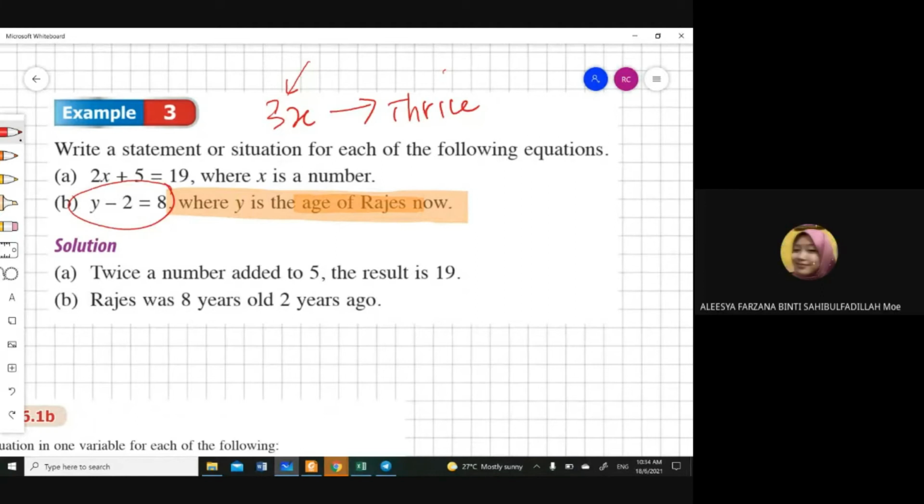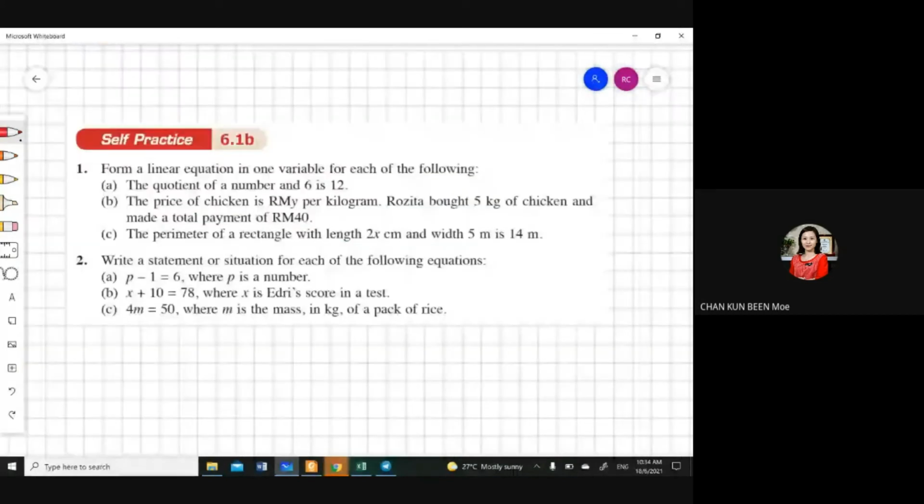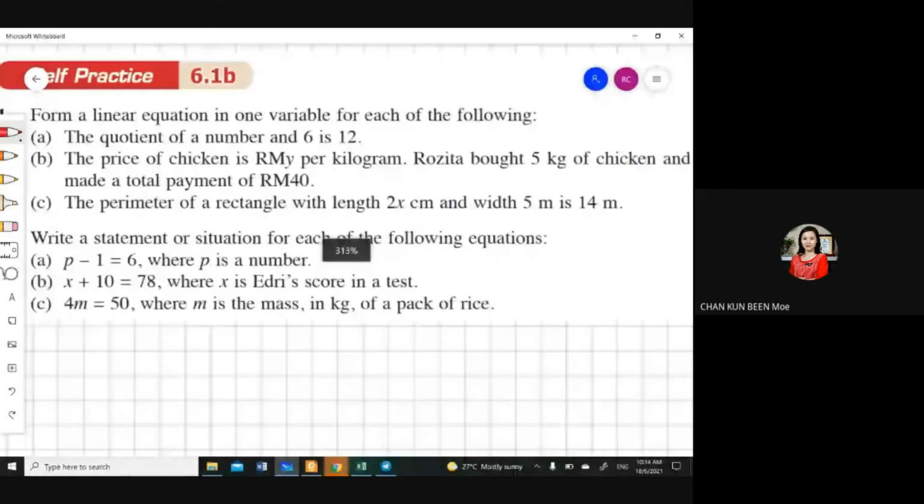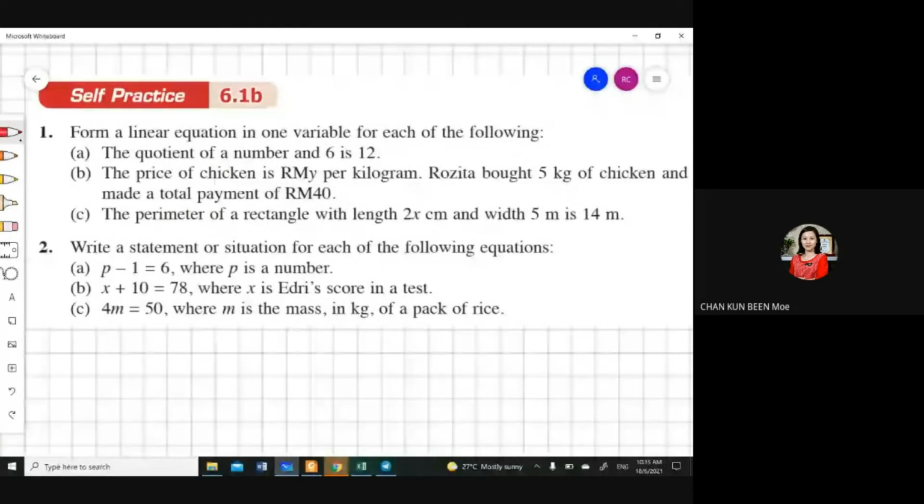Okay, we try to go through the 6.1 together over here. Let us see how to solve each of the questions over here, because later on you need to try out on how to solve it. Okay, number 1. Form a linear equation in one variable for each of the following.